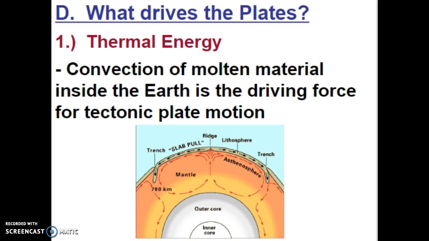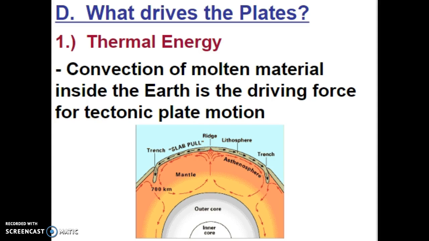As it does so, it starts to cool off. And it's almost like a pulling device. It's like a conveyor belt with rollers. As the molten material circles around, it pulls or pushes or puts side by side all of these plate interactions. And that's how the lithospheric plates move around.